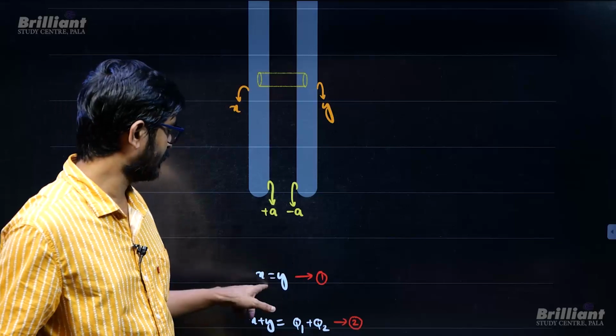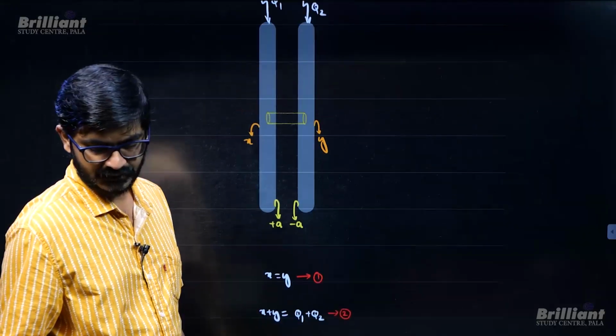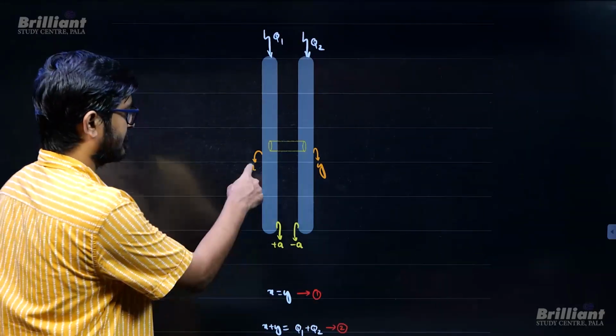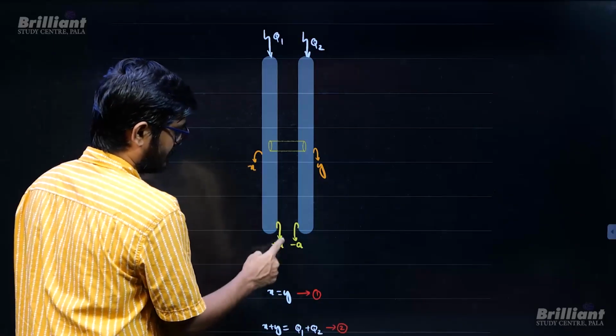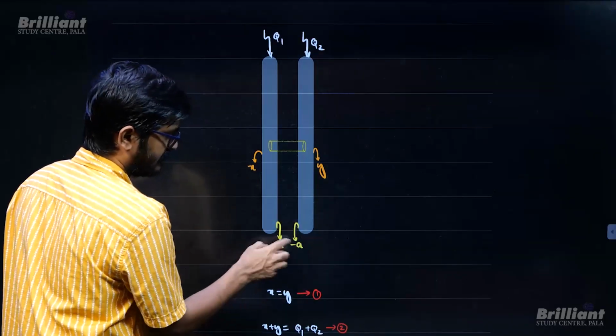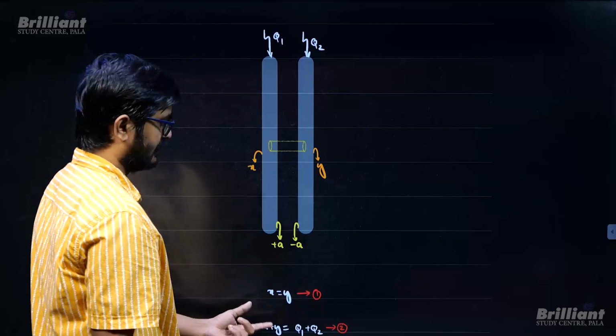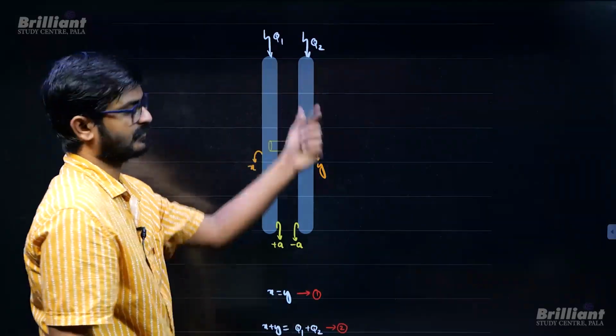So from there I can conclude X equals Y. Now apart from that, what is the total charge? Total charge, this plus this plus this plus this. Now you can see this plus this is 0. So total charge is X plus Y. X plus Y equals the total charge, Q1 plus Q2.